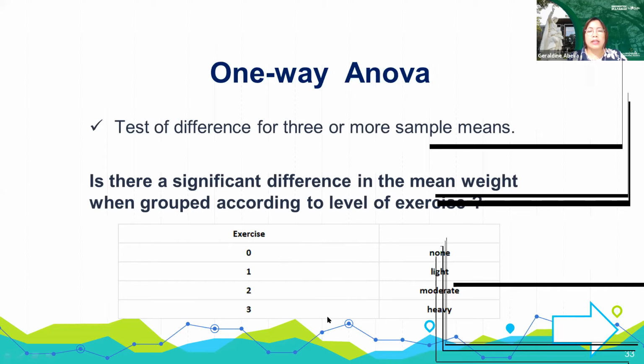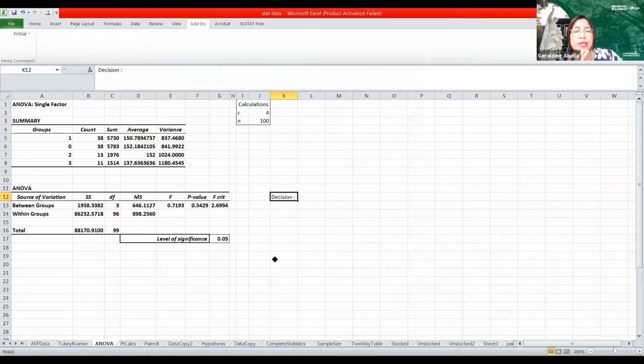So that we can make our conclusion for this. We can say that the differences among the weights when the respondents are grouped according to exercise level. Reject or do not reject, because the other term for the mean is average. So these are the mean weights of the respondents when they are grouped according to exercise level. So what's the decision of the test here? Reject or do not reject? Let's look at the p-value. It's 0.5429. Compare it to the level of significance. What would be your decision here?